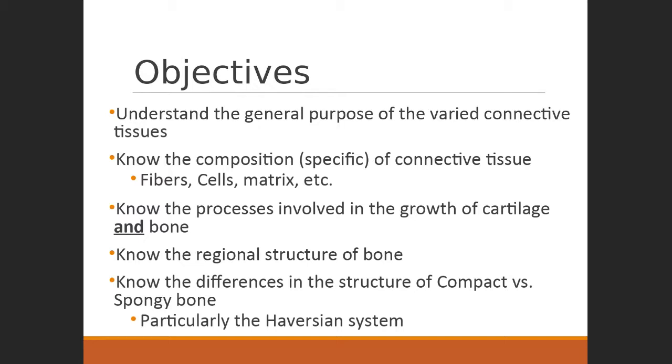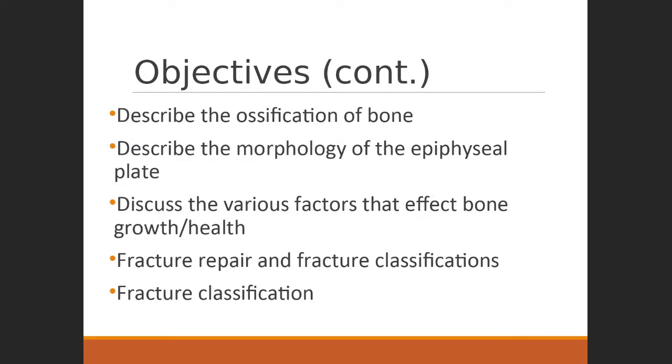You'll have to know the processes involved in growth of cartilage and bone. They share some terms, but the process is obviously different. We'll look at the regional structure of a bone, particularly of a long bone. Within that bone, we'll see we have two different types, compact and spongy bone. We'll look at the processes of ossification and distinguish it from some other more simplistic processes. We'll look at long bone growth at the growth plate, as well as the factors involved with growth, healing, and repair.